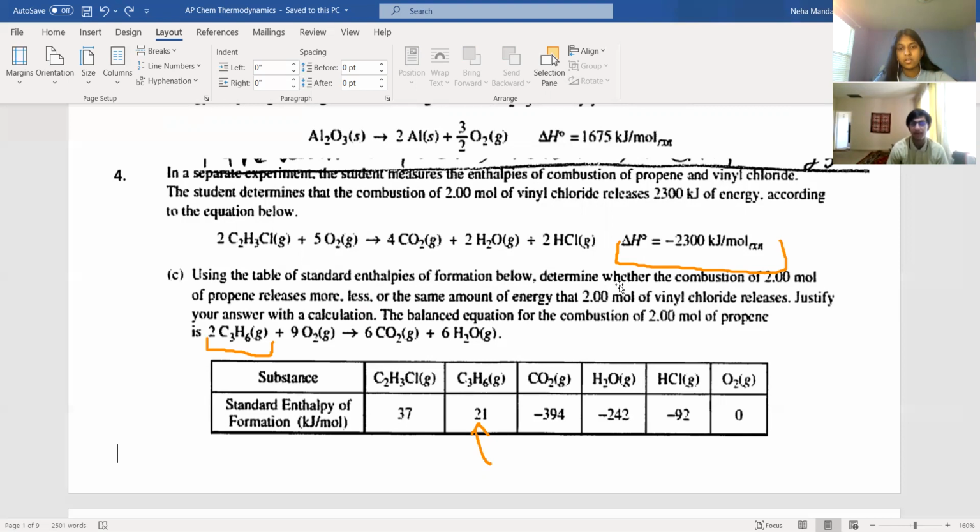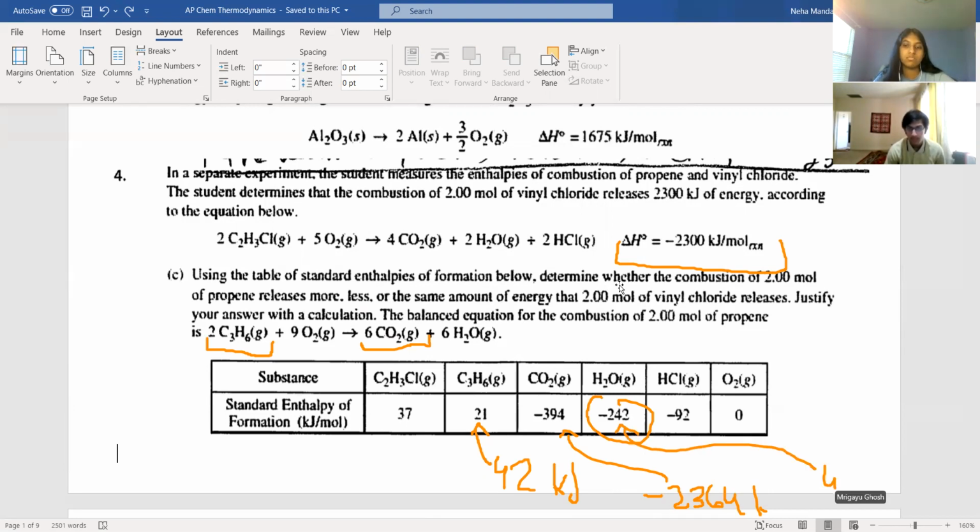the reaction. Okay, so we have positive 21 times 2, so positive 42, and then we have 6 times negative 394, so that's negative 2,364. And then we have 6 times H2O, so 6 times negative 242, which is negative 1452. So yeah, just add those together.